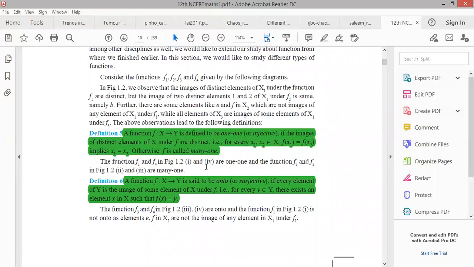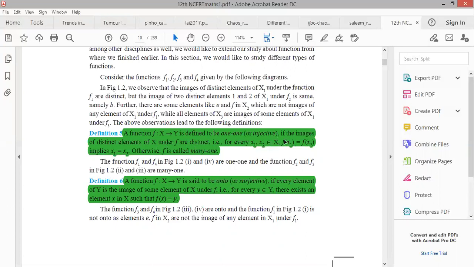Here we have the first definition, that is one-one function, or it's sometimes called an injective function. A function f from X to Y, from the domain to codomain, is said to be a one-one function or injective function if the images of distinct elements of X under f are distinct. Distinct means different. That is, if we take the domain elements x1 and x2 such that f of x1 is equal to f of x2, this implies x1 is equal to x2.